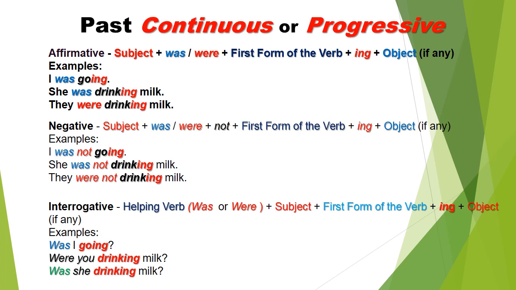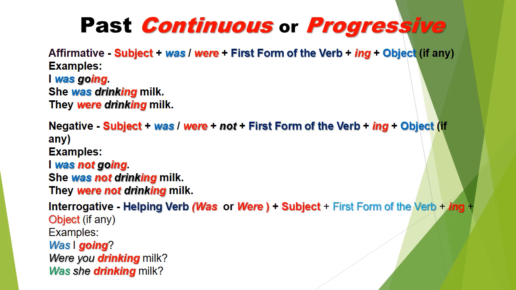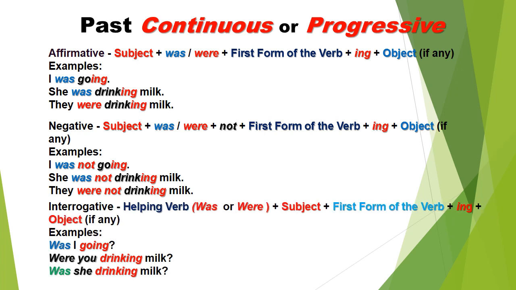For negative construction, subject plus was or were plus not plus first form of the verb plus ing plus object. I was not going, she was not drinking milk, they were not drinking milk. For interrogative construction, helping verb, that is was or were, plus subject plus first form of the verb plus ing plus object if there is any. Was I going? Were you drinking milk?